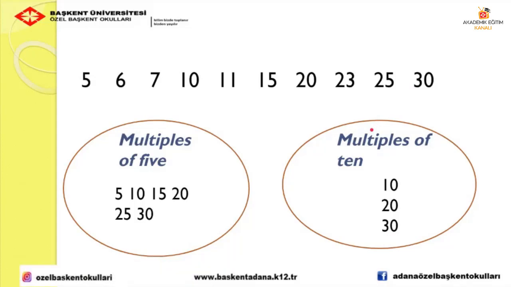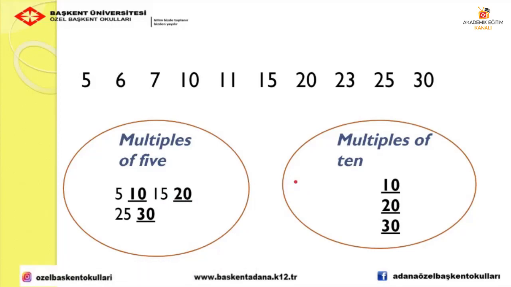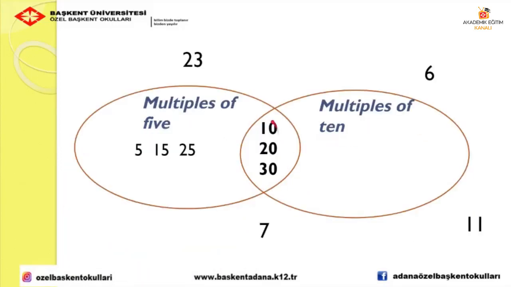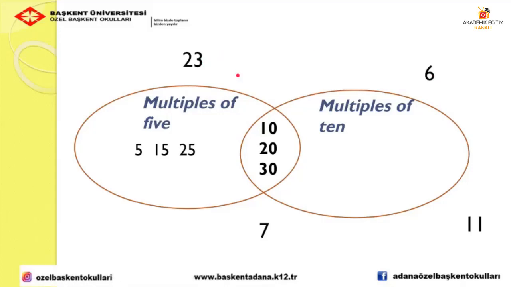But have you noticed anything? Number 10, number 20, and number 30 are in both circles. Then we will write them in the middle of both circles. 7, 11, 6, and 23 will stay out because they are neither multiples of 5 nor multiples of 10.